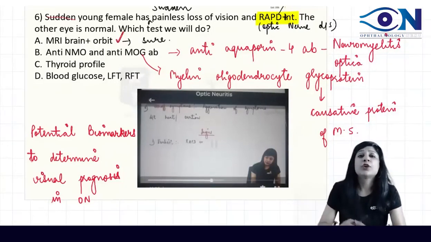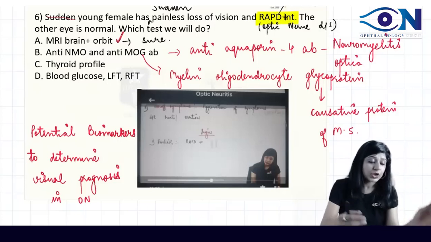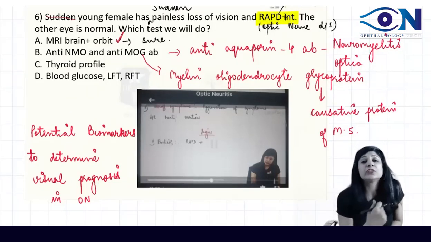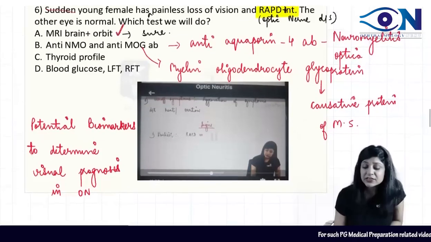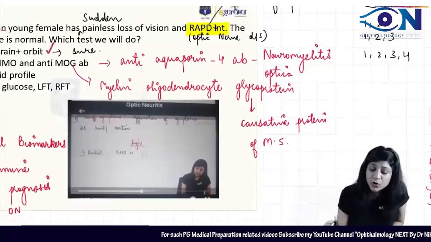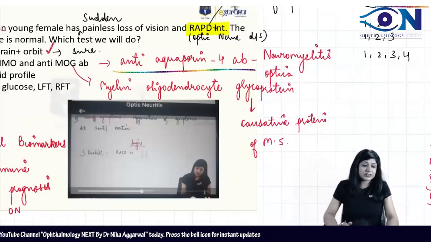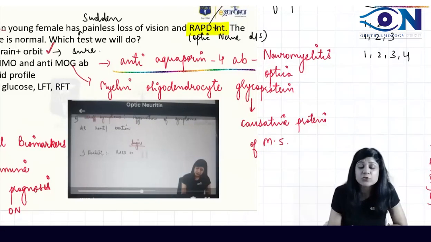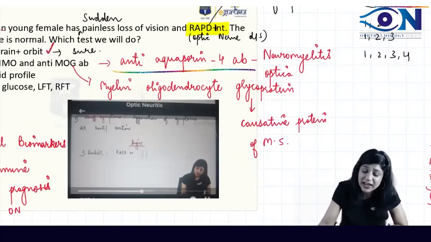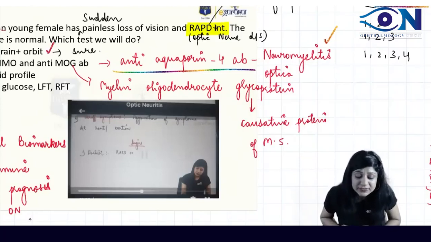Now, I had a lot of discussion with the other faculties regarding this. So, why should we do the anti-NMO and the MOG antibodies? Basically, these NMO antibodies are also called anti-aquaporin 4 antibodies, please write it, and these are there in neuromyelitis optica. And these antibodies are definitely related with optic neuritis.